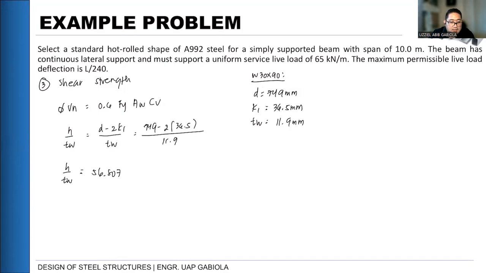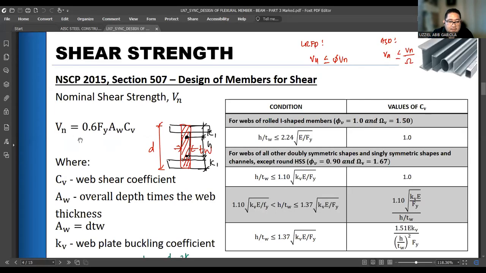Okay? So, let us check yung discussion natin yesterday. Let me pull up lang yung slide natin. Okay, so ito yung discussion natin yesterday. So, yung Vn natin is 0.6 Fy Aw Cv. So, kailangan check natin sa 2.24 square root of E over Fy. Okay?